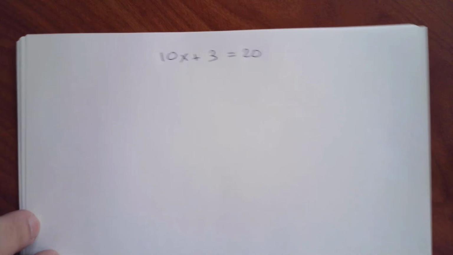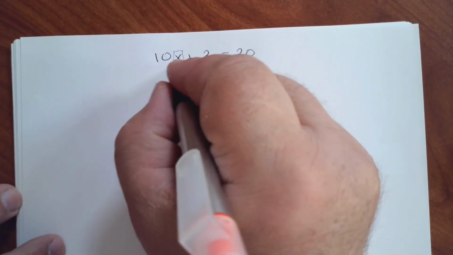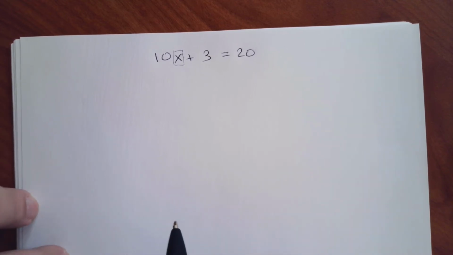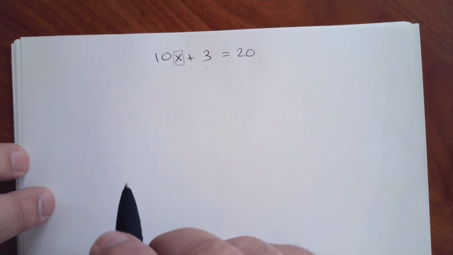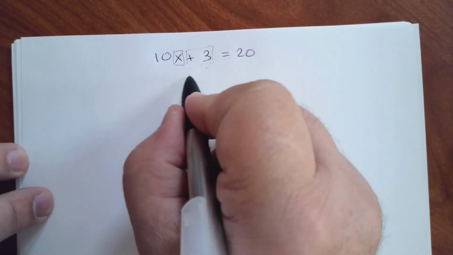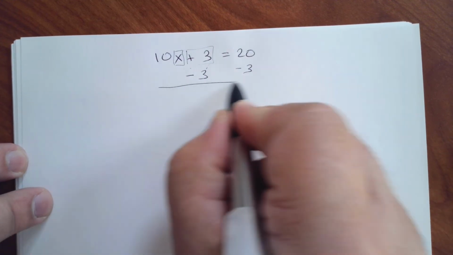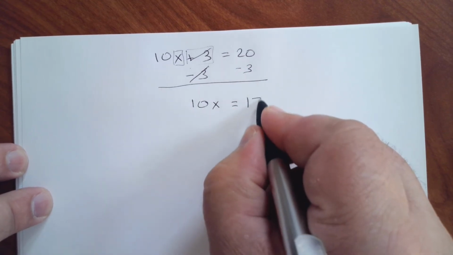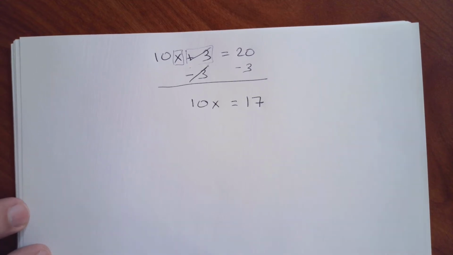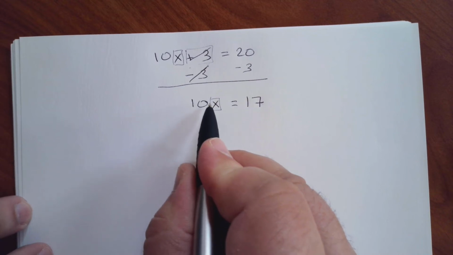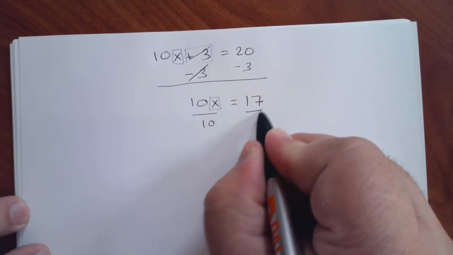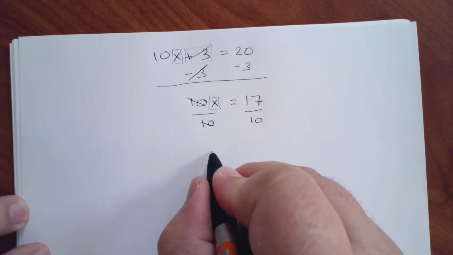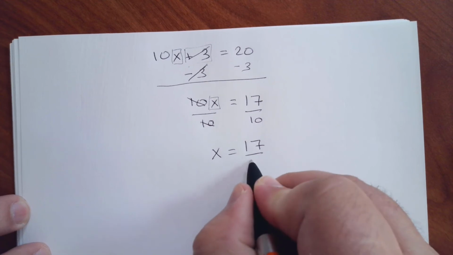So, to solve this, I'm solving for what? I'm solving for x. So what do I have to get rid of first? The 3. Get rid of anything plus or minus first. Since this is a plus 3, I need the opposite of that, which is a minus 3. So we have 10x equals 20 minus 3 is 17. Now I'll get the x by itself. What do I have to get rid of now? Since this is 10 times x, the opposite is division. Divide both sides by 10. 10's cancel, so we have x equals 17 over 10.